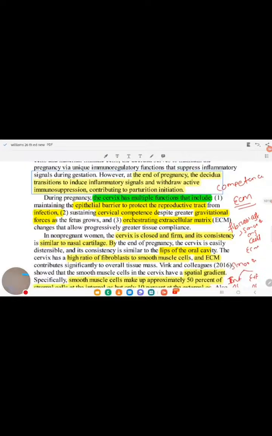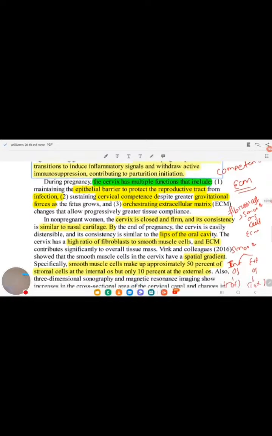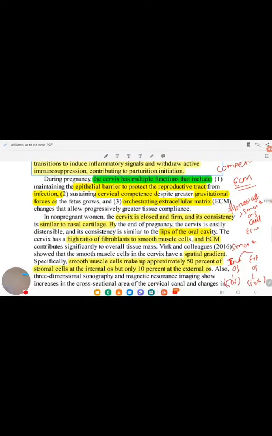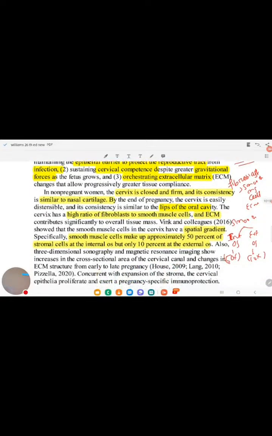During pregnancy, the cervix has multiple functions. What are the functions of the pregnant cervix? First is maintaining the epithelial barrier to protect the reproductive tract from infection. Second, sustaining cervical competence to prevent preterm labor and cervical incompetence despite greater gravitational force as the fetus grows. And third is the extracellular matrix that allows progressively greater tissue compliance.